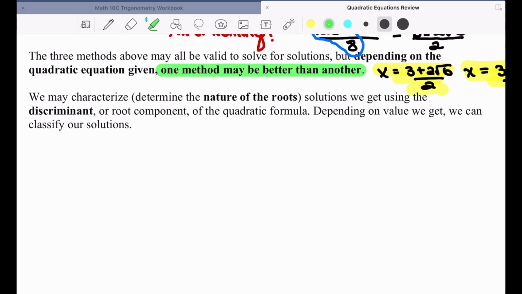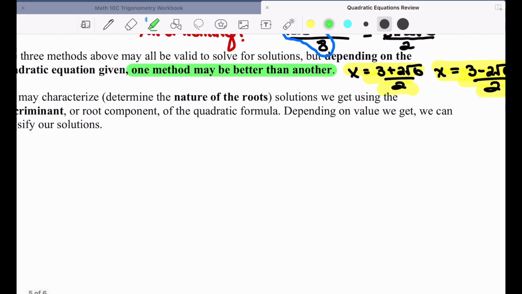And this would occur when factoring fails and you can't find two distinct numbers. Let's consider our last example. We got solutions of 3 plus 2 root 6 over 2 and 3 minus 2 root 6 over 2. Those aren't going to be easy numbers for your roots. So it would have been better to use the quadratic formula in this case, because we couldn't have come up with those roots algebraically other than by using the quadratic formula.